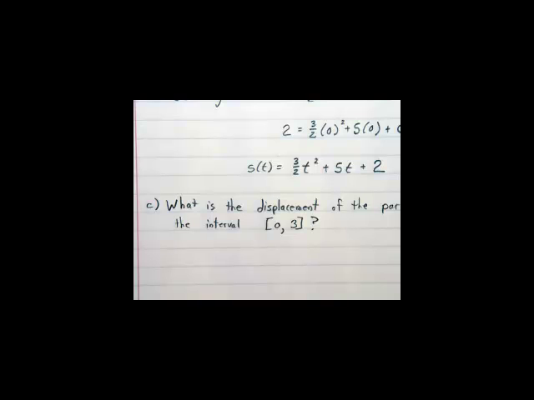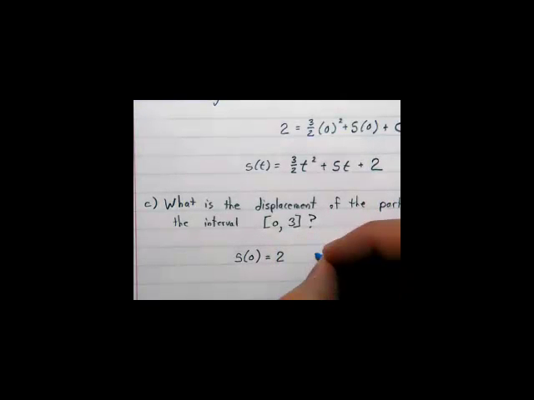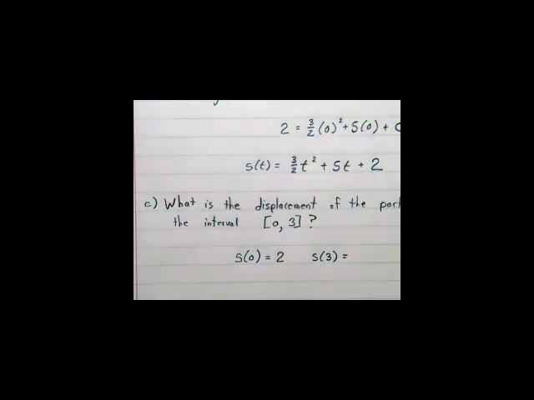Okay, so where did it start at the beginning? What was its initial position? 2. Okay, so we need to figure out at time equals 3, where is it, and how far from 2 is it? That's going to be the displacement then. Okay, so S of 0 is 2. S of 3 is what?